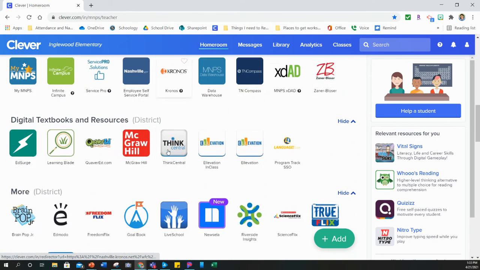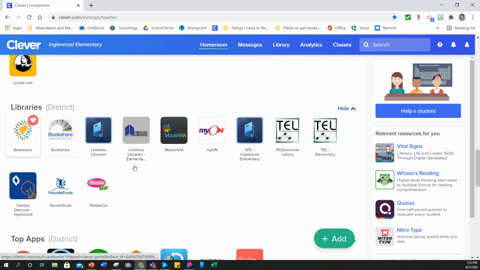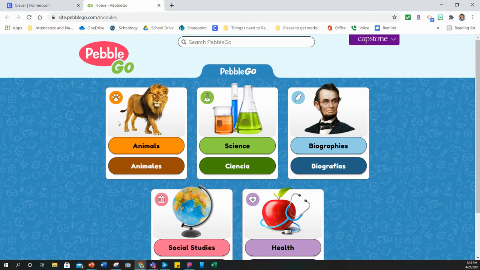So Clever, we're going to scroll down to libraries. We're going to go to Pebble Go. We're logging in. And then this is where you can go and search for your animal. So remember the 3 animals that your kid could be researching. There's 1 assigned to them. So the woodlands animal is the panther. The panther is also known as a puma, a cougar, or a mountain lion. So if you can't find it under panther, then look under mountain lion, puma, or cougar. Okay? So those are the 3 names it goes by.